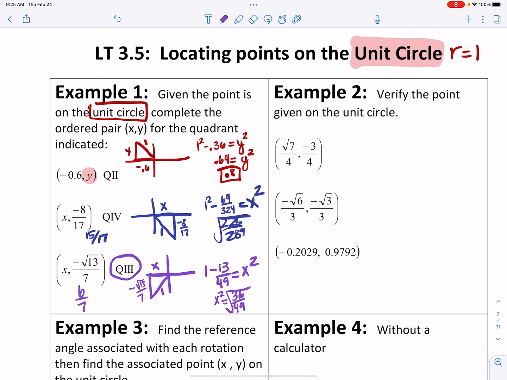But I'm in quadrant 3, so it's got to be a negative 6/7. So you're going to have to pay attention to the signs. It's going to tell you it's on the unit circle, and you're going to have to solve it.